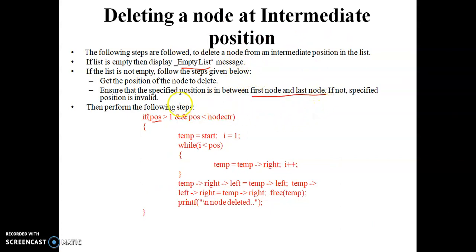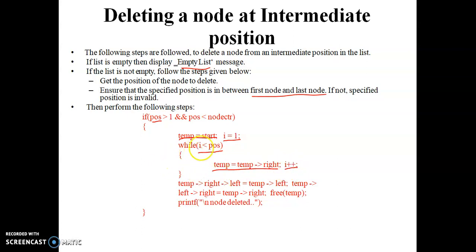If it is a valid position, then we'll move on to the code to delete a node in the given position. Initially we'll take temp equal to start. The start address is assigned to the temp variable and we'll take an I variable as 1. We will repeat the loop until I is less than the POS, and move from one node to another node. I plus plus.